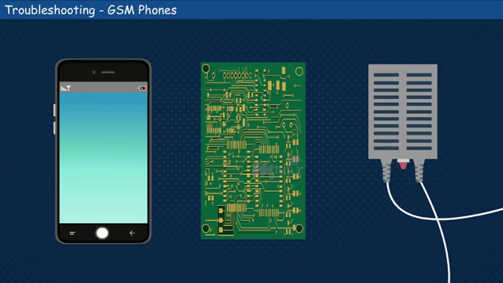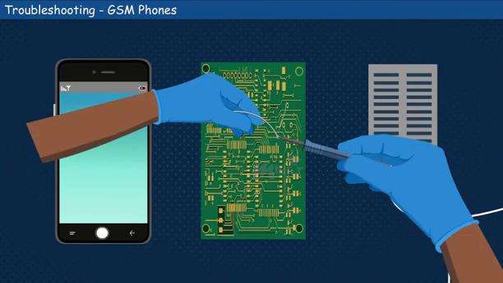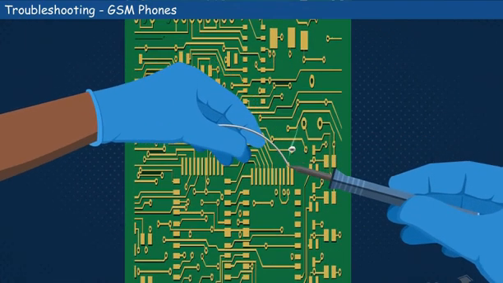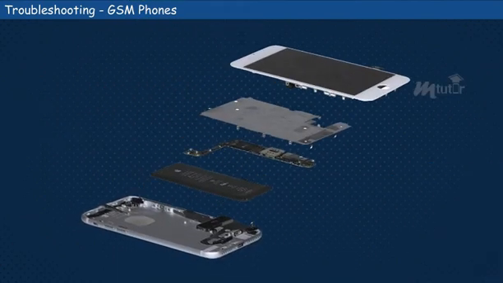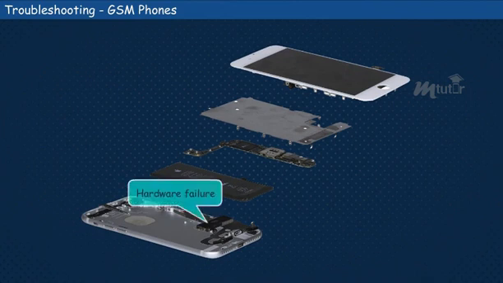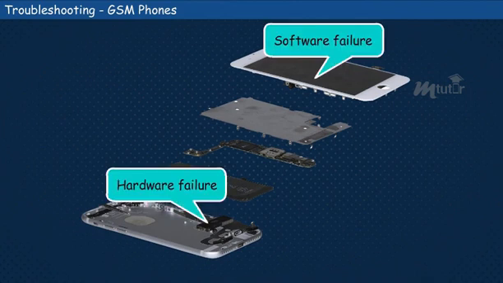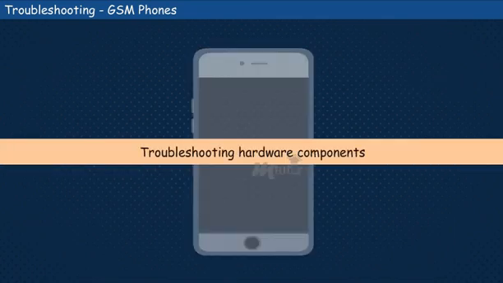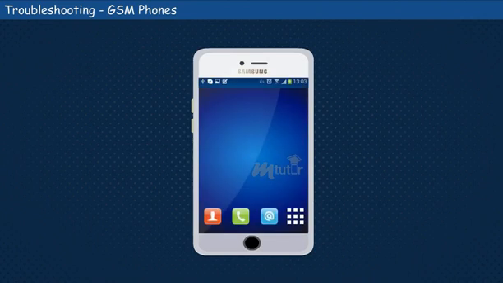Troubleshooting GSM phones. Troubleshooting is the tracing, analyzing and correcting of faults in an electrical or electronic system. In other words, troubleshooting is the systematic approach to find and correct the issues. In a GSM phone, faults may occur due to hardware or software failure. Here, we are going to learn to troubleshoot hardware components of GSM phones. Let us take a GSM phone to check and fix the hardware fault.